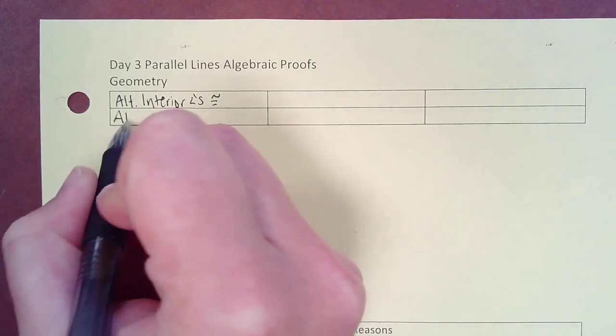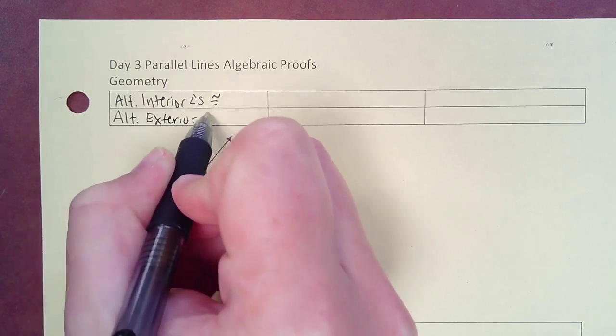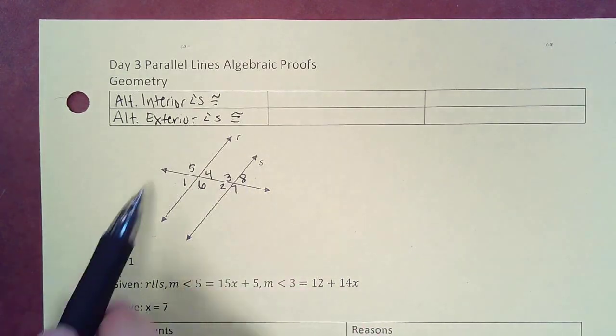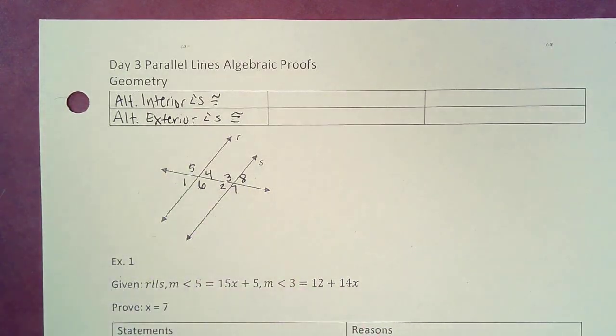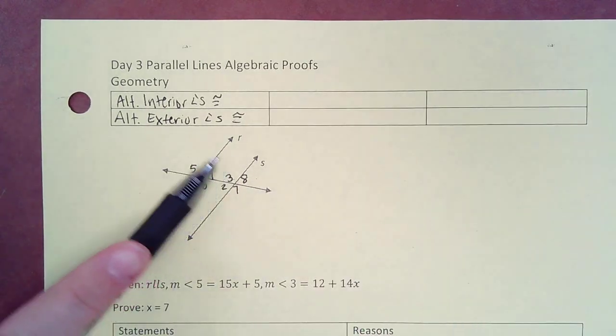Alternate exterior angles are also congruent. So 1 and 8 would be alternate exterior. 5 and 7 would be alternate exterior. Alternate sides of the transversal, exterior, outside of our parallel lines.